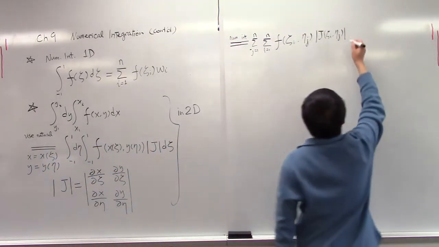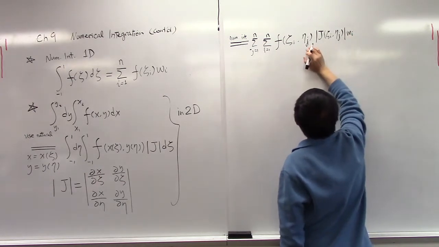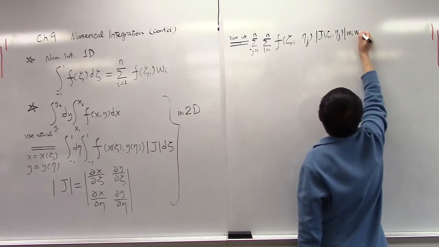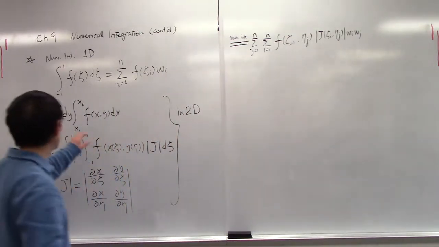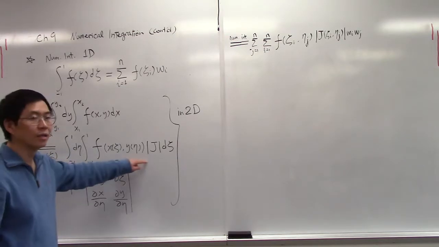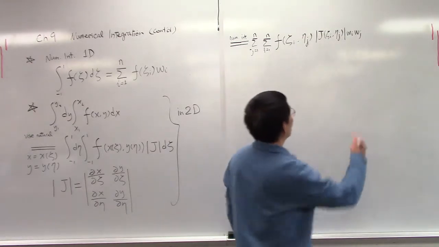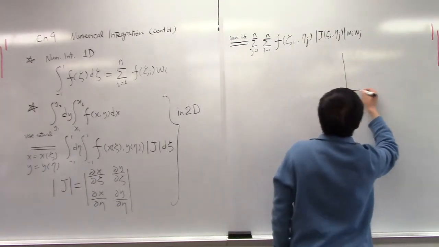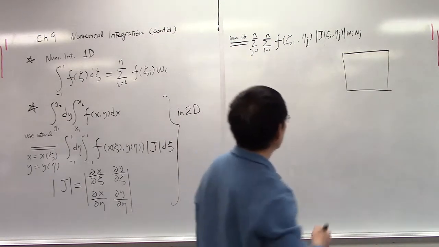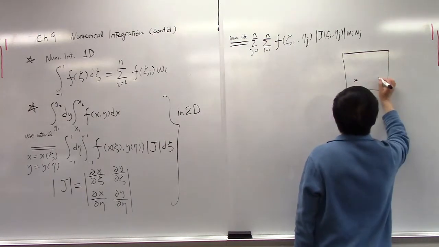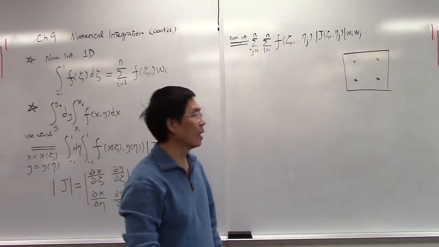And the weighting function, with respect to theta, you have one weight, w_i. With respect to eta, you have another weight, w_j. That's the formula. So the integration of this numerically is written as this. Okay? It may be a little bit more straightforward if we represent it graphically.